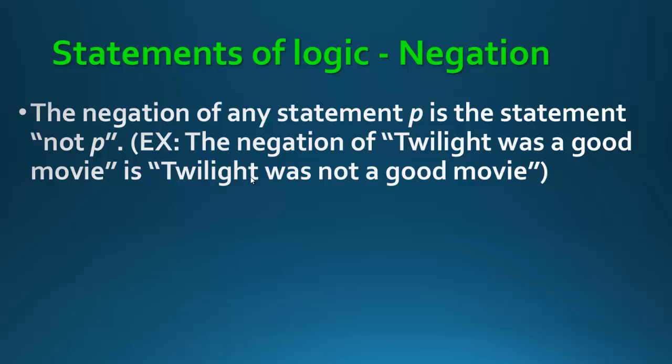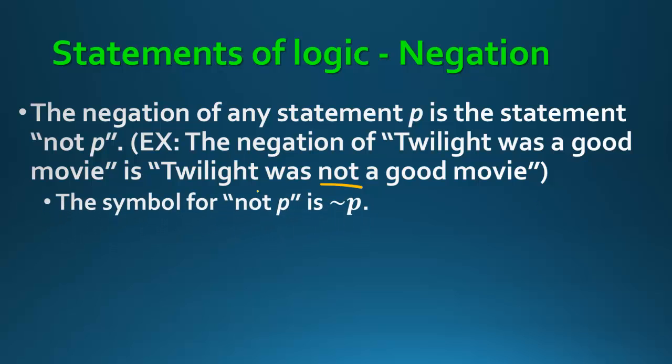All right, so we're getting into statements of logic, and before we do that, we have to understand what negation is. So the negation of any statement P is the statement not P. So for example, the negation of "Twilight was a good movie" is "Twilight was not a good movie," which is actually very, very true. It was not a good movie. Sorry if anyone feels differently.